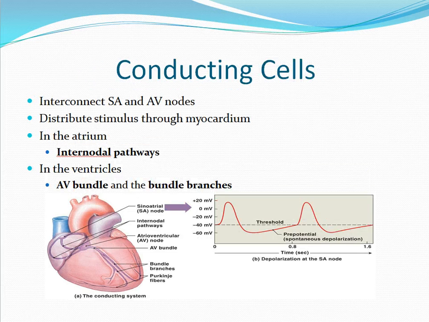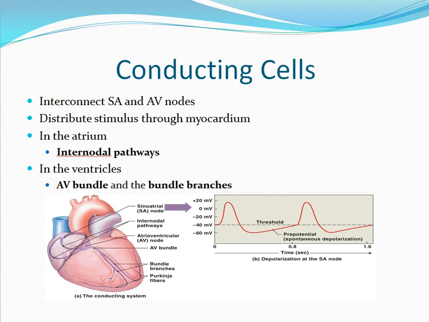There are also conducting cells found throughout the myocardium. They interconnect the SA node and the AV node and help to distribute the stimulus through the myocardium. In the atrium, these conducting cells are called the internodal pathway. In the ventricles, they are the AV bundle and the bundle branches.